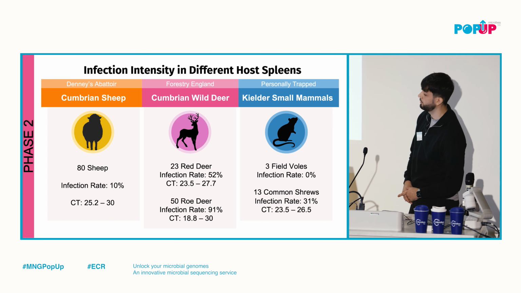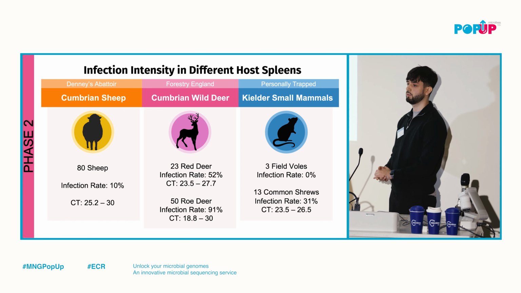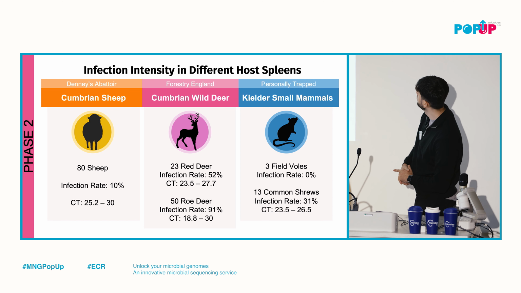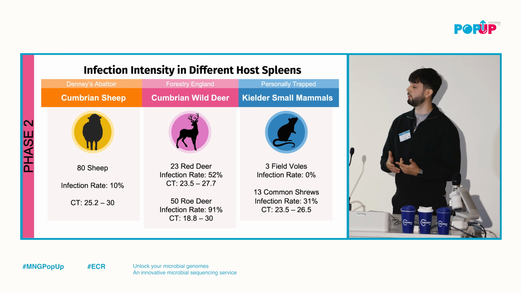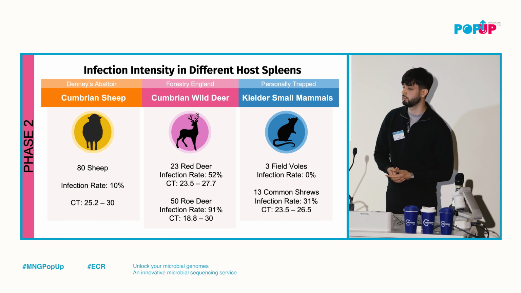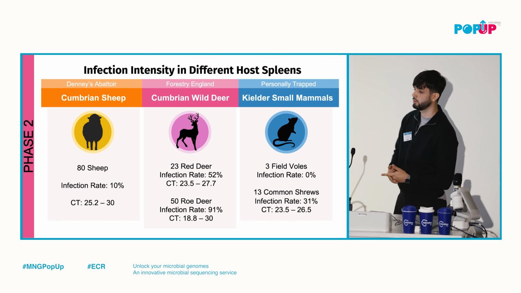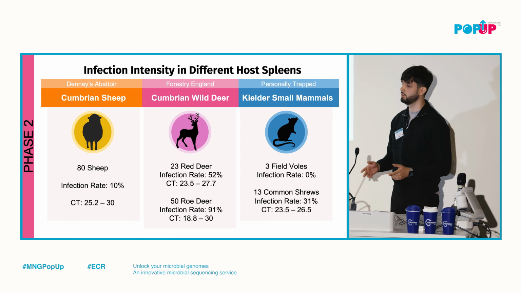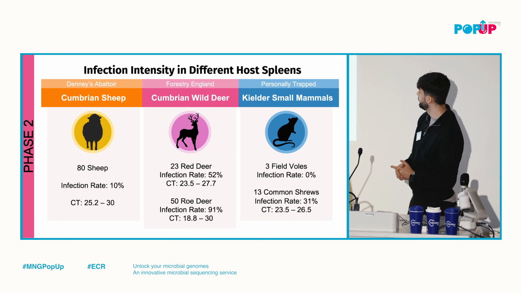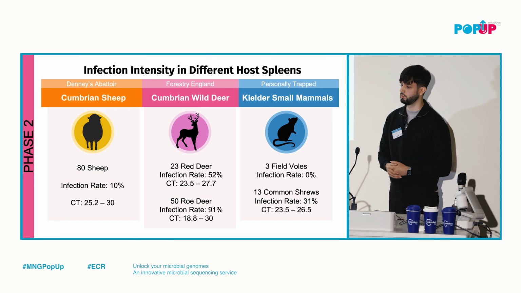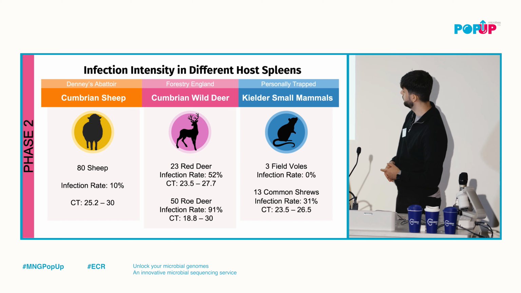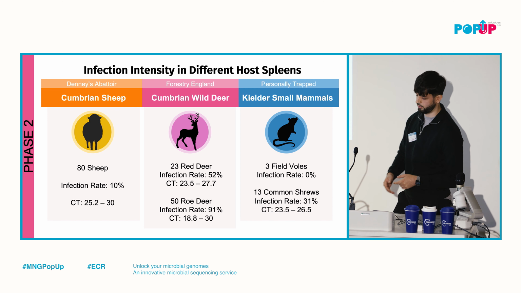We then also thought, for the sake of the ecotypes, we'd try and get some ecotype 3 samples. So we went to Kielder Forest to trap some more small mammals. We were looking for field voles. We only got 3 of them, and this was when the weather was really hot, so they just weren't coming out. But we did get some bycatch, some common shrews, and we found that they had an infection rate of 31%. CTs ranged from 23.5 to 26.5.